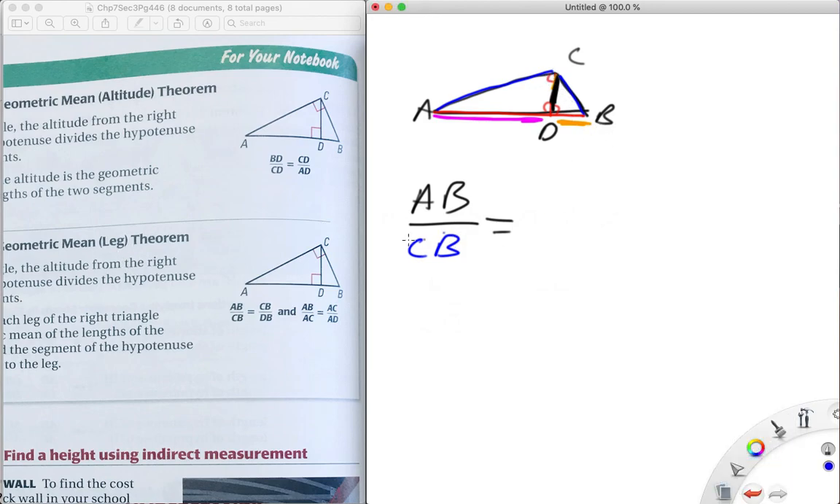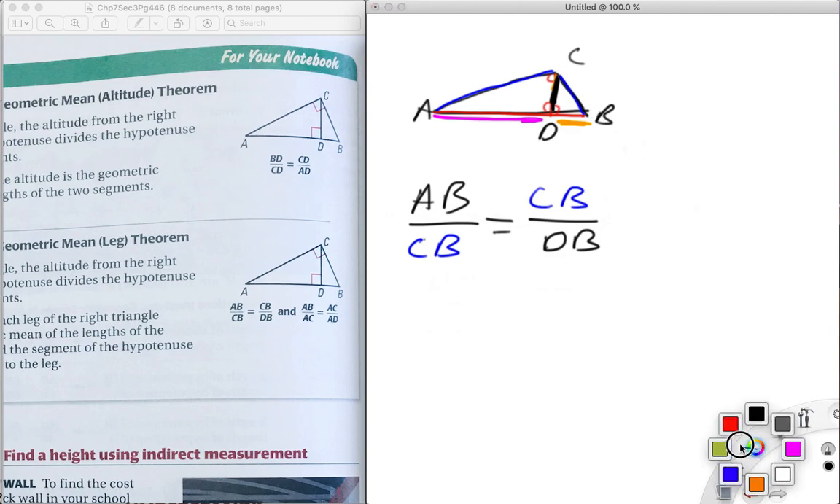Since this is the mean, I do CB again up top, and I put that over what CB touches. CB touches the hypotenuse of the overall triangle at DB. So this is going to be DB. This is the geometric mean of the legs of the shortest leg. Then we have the geometric mean of the legs at the biggest leg.